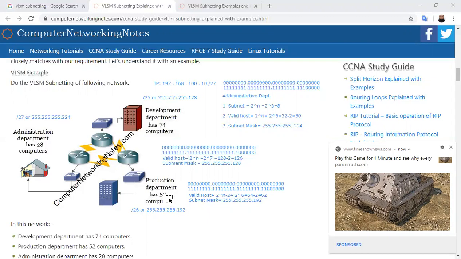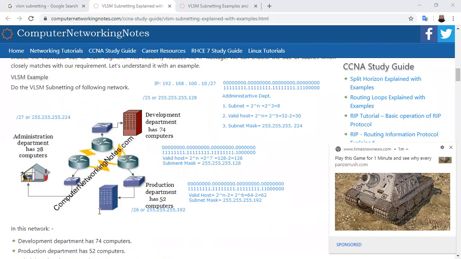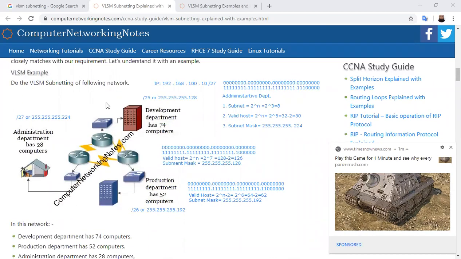So that's all for subnetting. Here there are many things over here, the basic concept of subnetting. Actually we don't need this one. We try to remember all these things actually, and that's all.